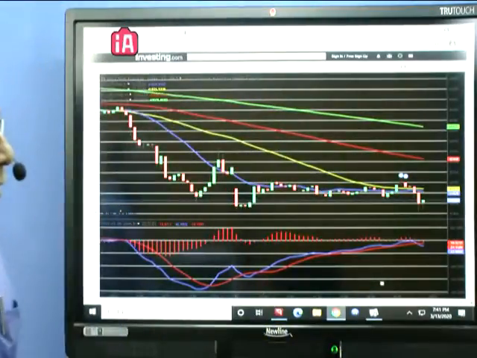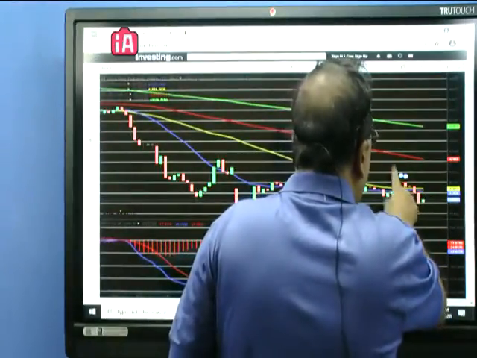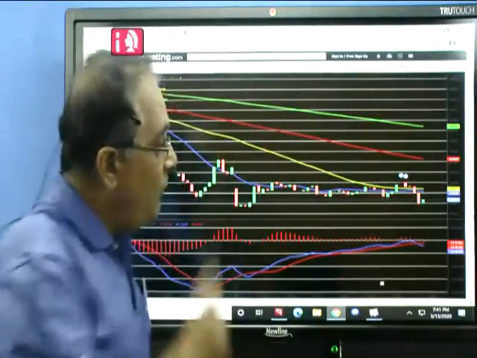So again, the second time, if you want to go short right now after taking the profits, you can go short close to 41,820, 830 levels. Keep 42,070 as a stop loss. Now in this particular case, what will happen?